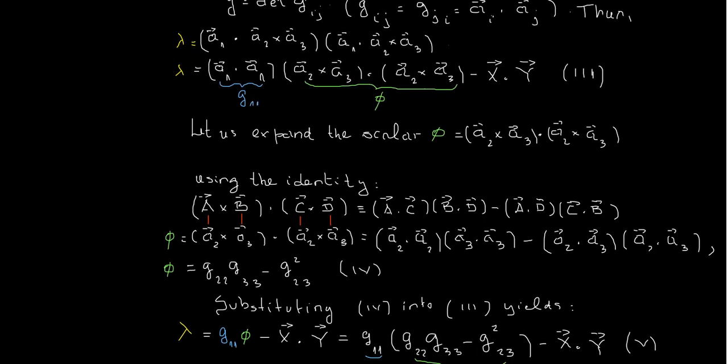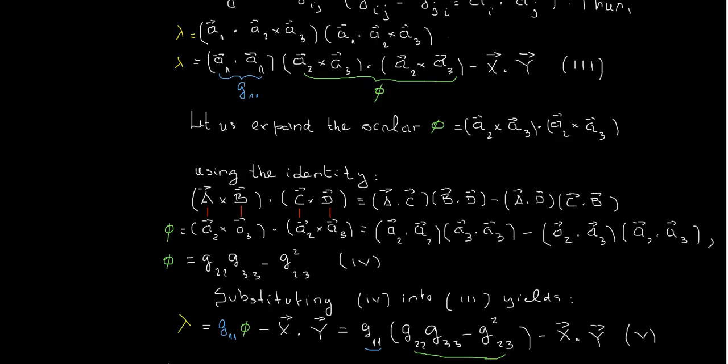Now, that's phi. You can see easily, just substitute: I call A2 dot A2 as G22, by definition. And A3 dot A3 is G33. Now, A2 dot A3 is G23, and here is G23, that's why I have a square here. So this is my fourth equation.